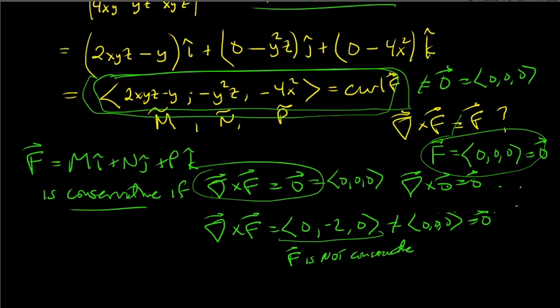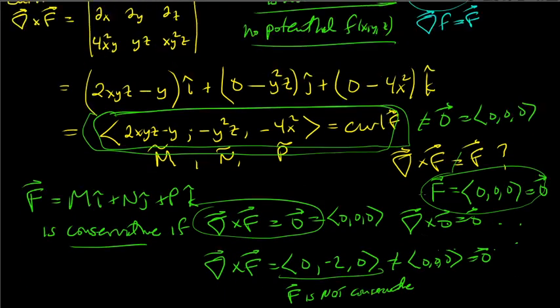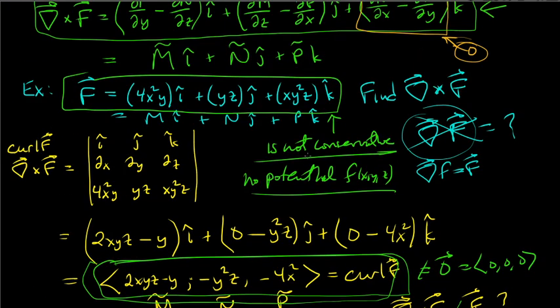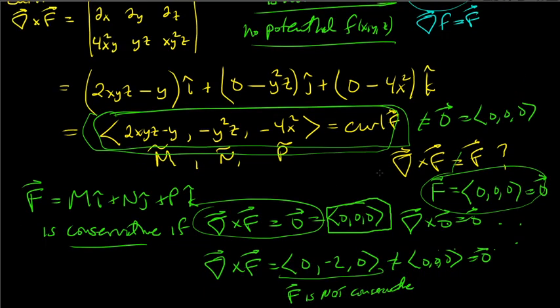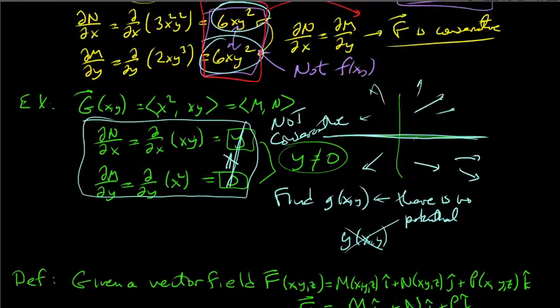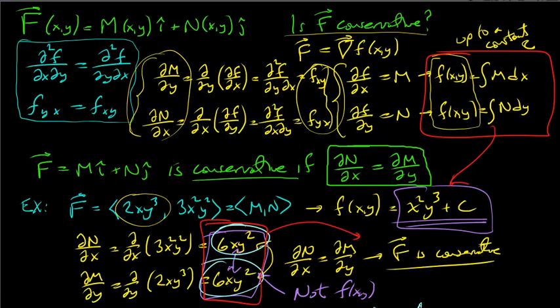So if you take the curl, if you get 0, you know it's conservative. If you get anything other than the 0 vector, and that means all three components being 0, then you know it's not conservative. So if you make up a random vector field, chances are pretty good that it's not going to be conservative. Most vector fields are not conservative, but the ones that are become very important, and of course we talked about them conserving energy, but we're not going to do any more of that.